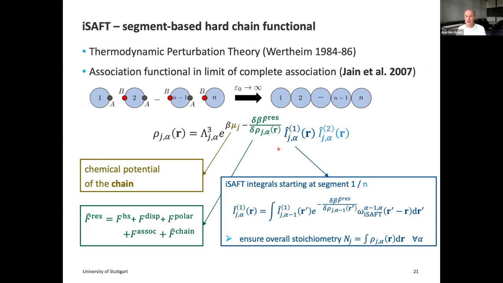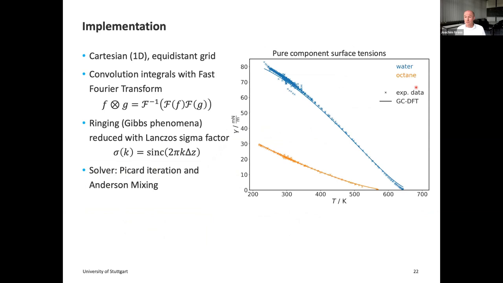reflected in terms of equations by a hierarchy, a recursion type of equation, where this structure is seen. So we have one segment alpha, and the connection to the previous segment alpha is captured by these integrals. Okay. Let me skip this slide and only point towards water that can be parameterized such that it gives reasonable agreement with interfacial tensions. And then let's look at results.